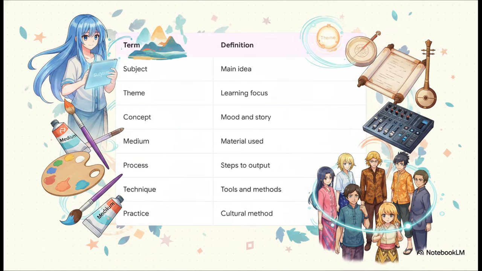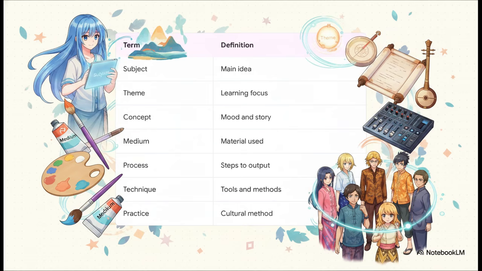Subject is just the main idea, what the artwork is actually about. Theme goes a layer deeper into the learning focus or the underlying discipline. Concept? That's the visual representation setting the mood or story. Think of it as the core vibe of the piece. Medium refers to the physical stuff used, whether that's oil paint, clay, or even digital sound waves.